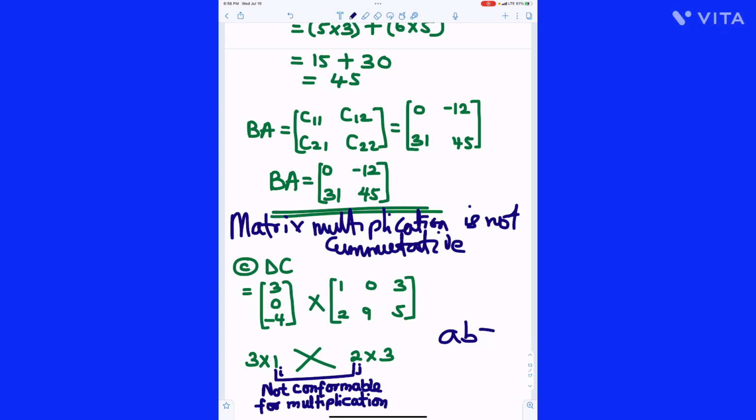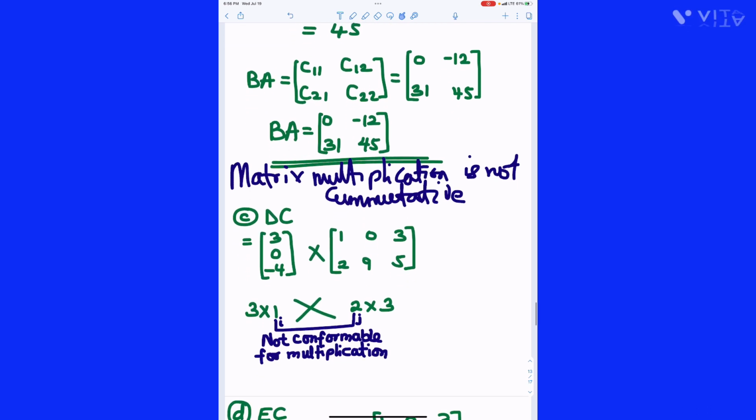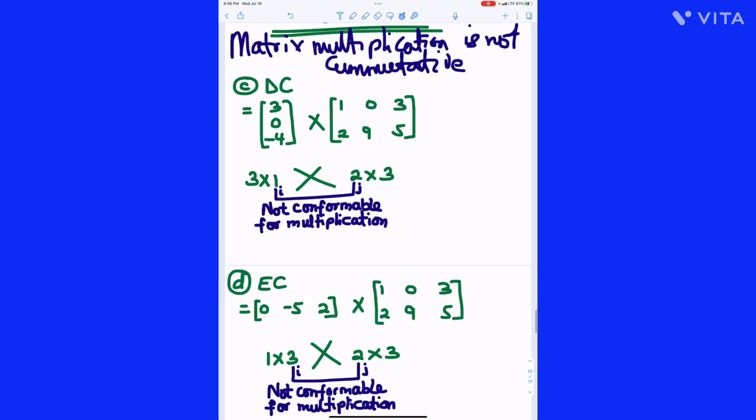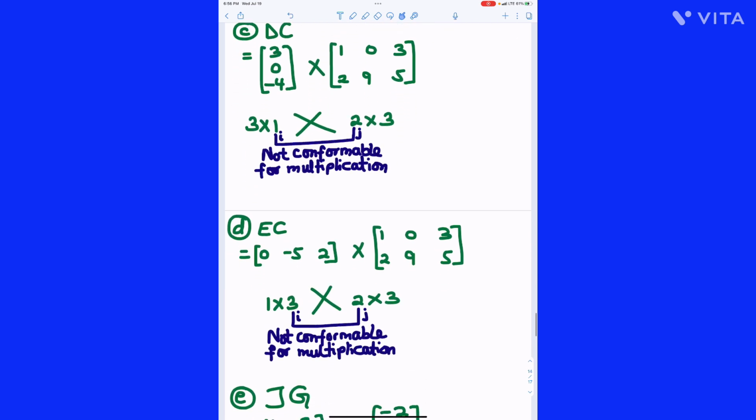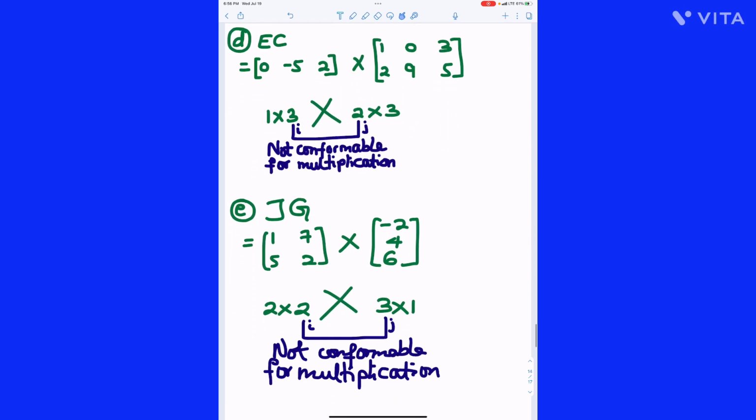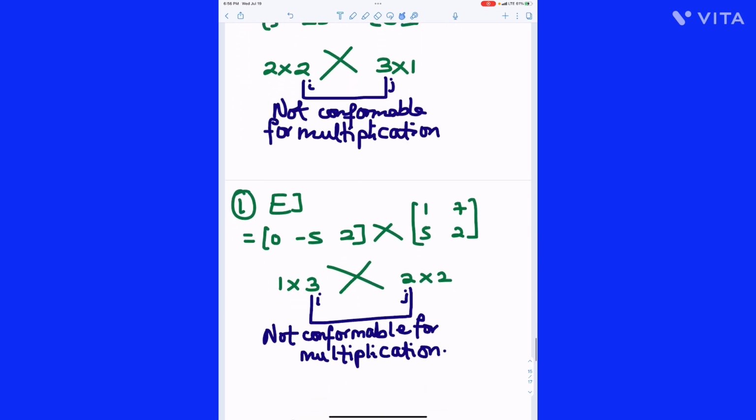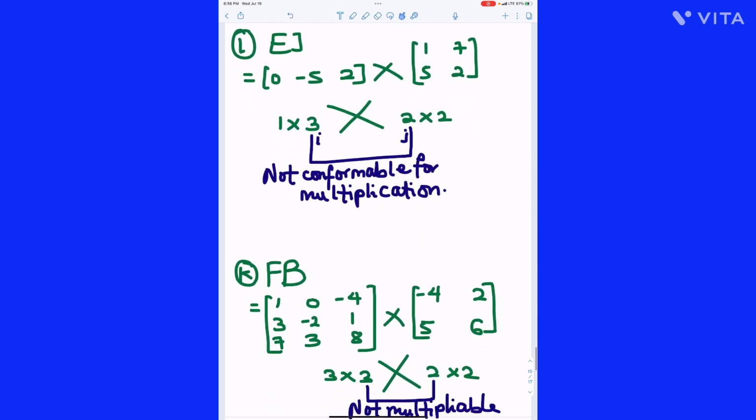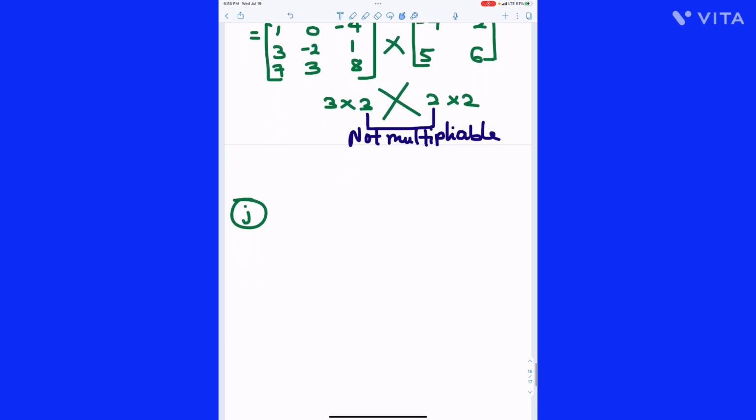Very important. So you check the remaining examples yourself and try them one after the other. Some are conformable for multiplication, some are not conformable for multiplication. So you check the rest yourself.